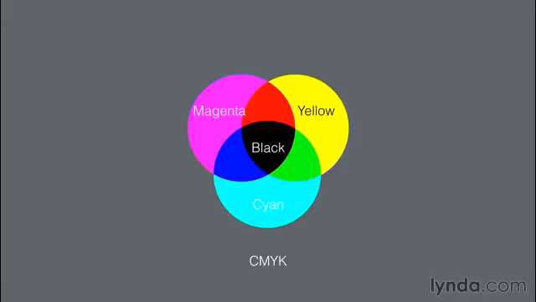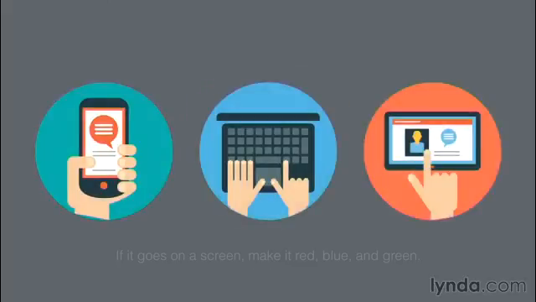When it comes to deciding what color mode to use in your Illustrator documents, I can sum it up for you in two very easy to remember statements. Number one, if it goes on a screen, make it red, blue, and green. That's right. If the output of your file is going to be on a mobile device, a computer, a television, or a tablet, you should use the red, green, and blue, or RGB color space.